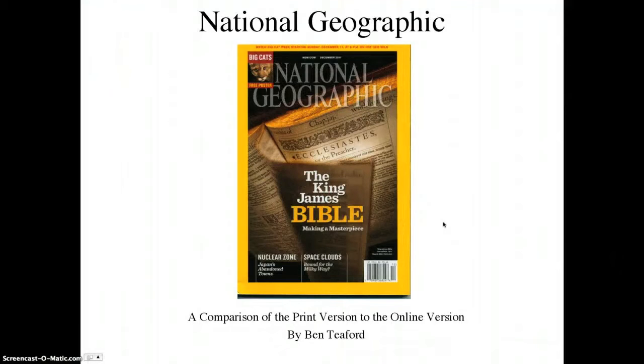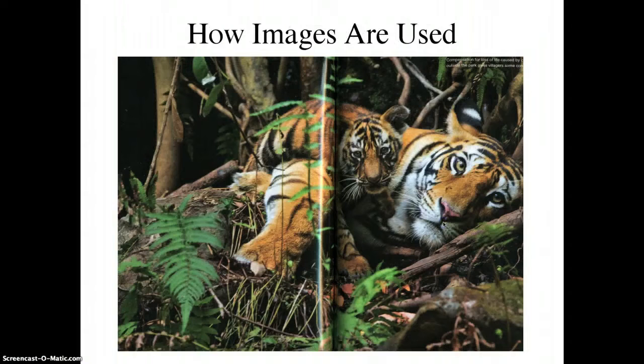So I'm looking at the print version and the online version of National Geographic. This is the December 2011 issue. So we'll start by looking at how images are used. This image comes from the print version of the magazine.